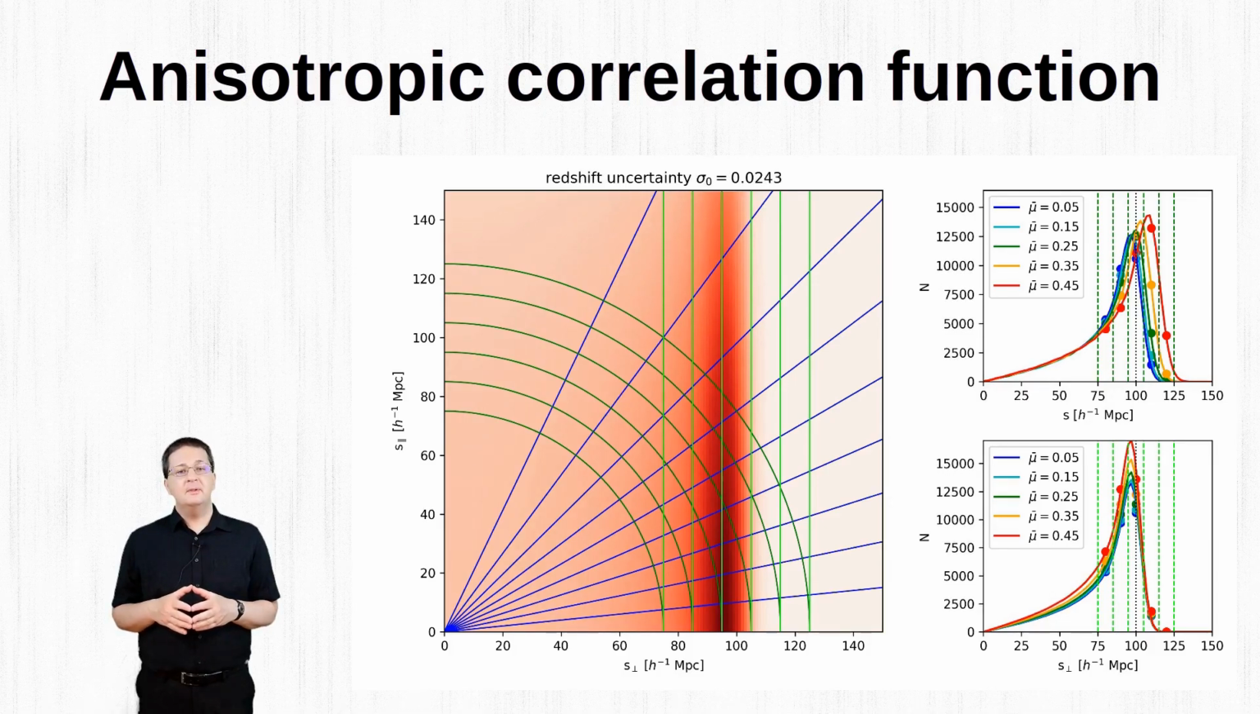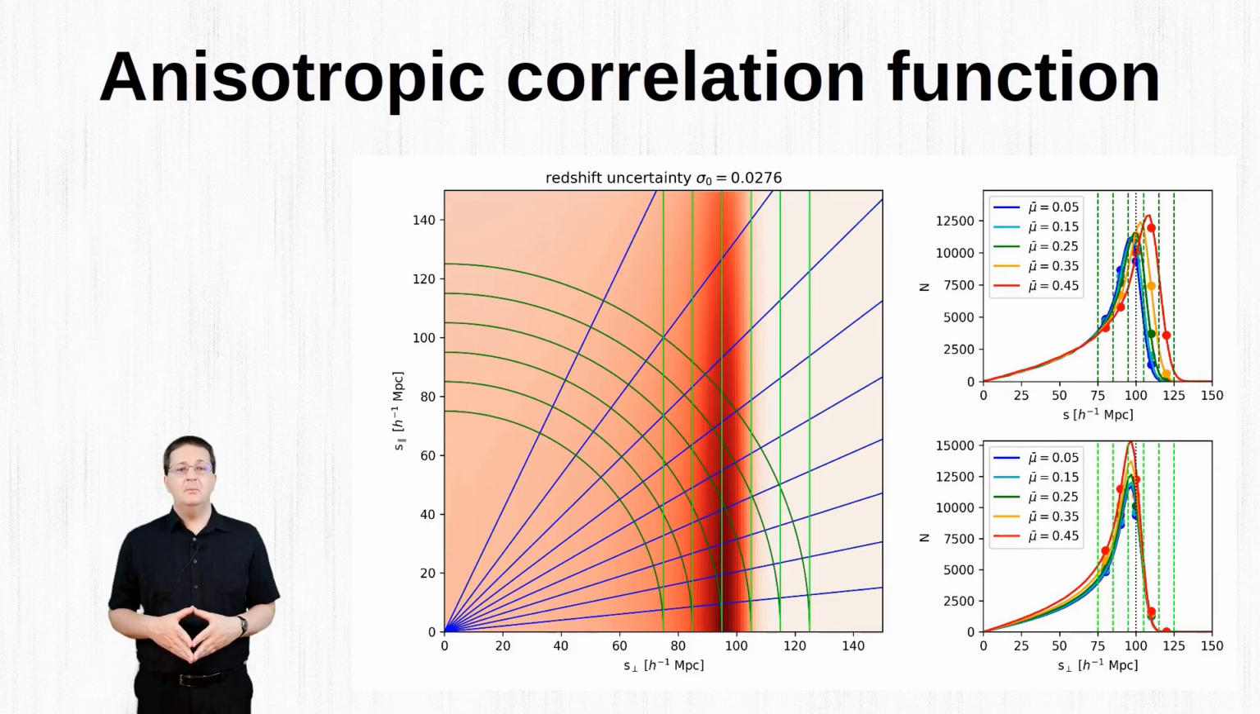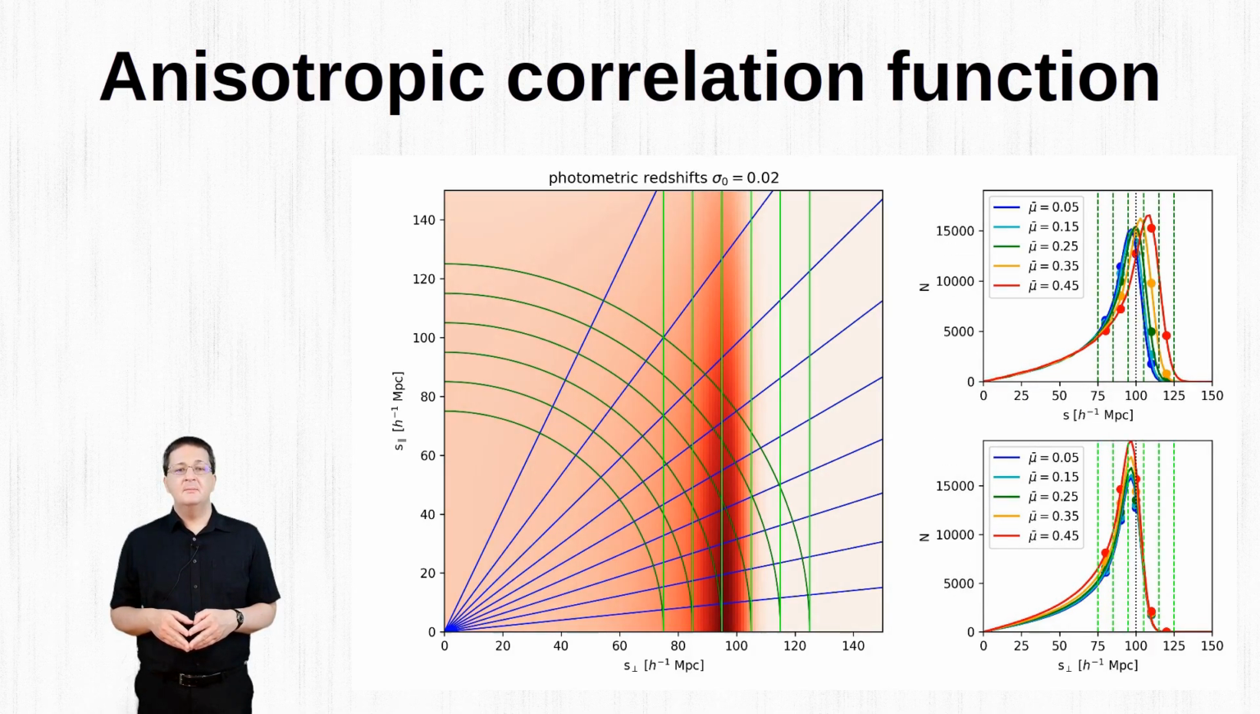This effect was already found by Chan et al. 2022 and confirmed in our paper. The photometric uncertainties of the DESI Legacy Imaging survey are around sigma_0 of 0.02, so well into this regime as shown here.